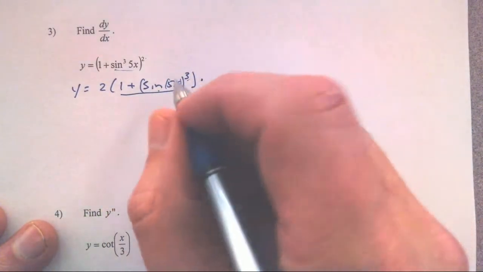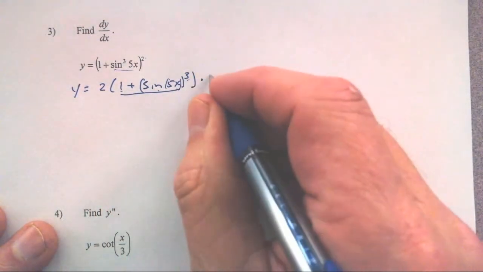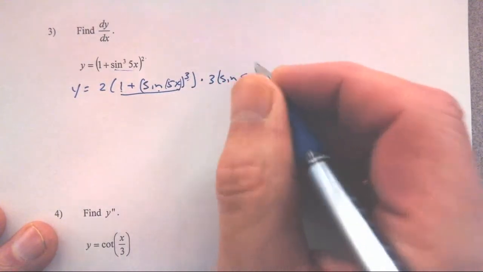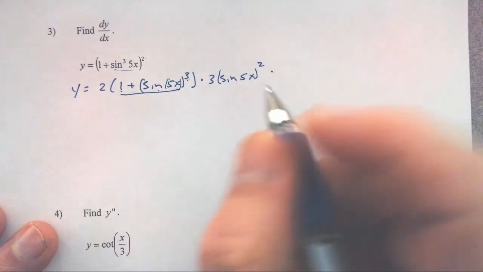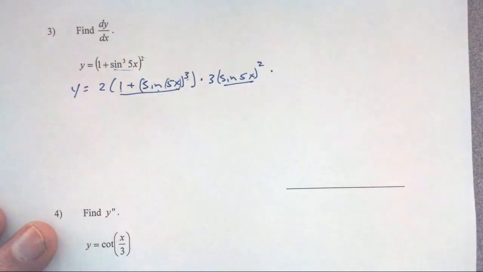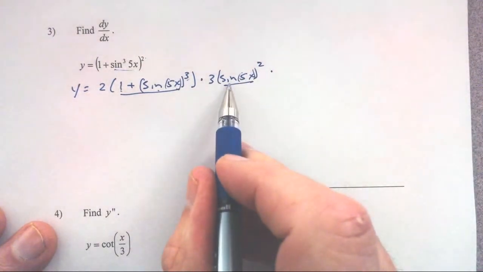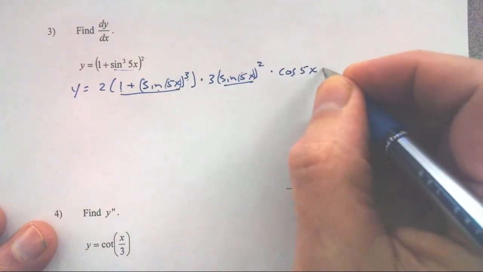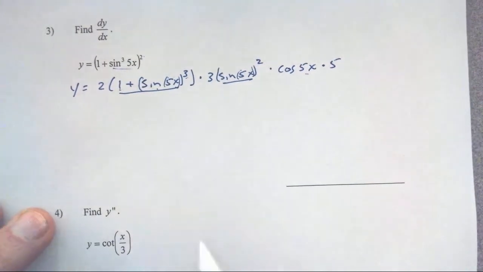So times the derivative of 1 is 0. The derivative of something to the third is 3 times that thing to the second, times, now I need that inside derivative. Derivative of sine of 5x, well, the outside function is sine, outside derivative is cosine of 5x, and now times its inside derivative 5. So let's clean that up.